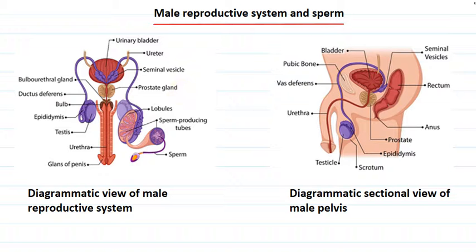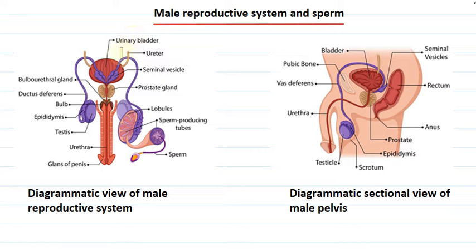The topic for today's video is male reproductive system and sperm. So in our previous video, we had learned about the female reproductive system and ovum, which was the female gamete produced by the female reproductive system. Today we will be studying about the male reproductive system and talk about sperm, which is the male gamete produced by the male reproductive system.